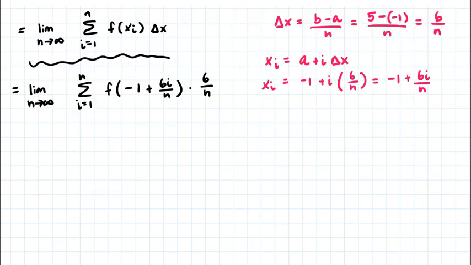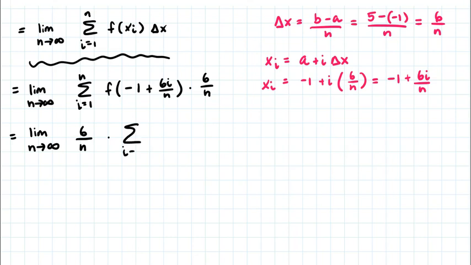So now I'm going to do two things here. The first thing I want to do is factor out the 6 over n. Now this is a constant in terms of the summation because 6 over n does not depend on our index i. However, it is a variable in terms of our limit, so you want to make sure that we're factoring out 6 over n outside of our summation, but not outside of our limit.